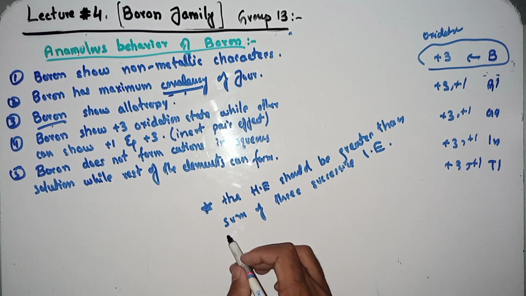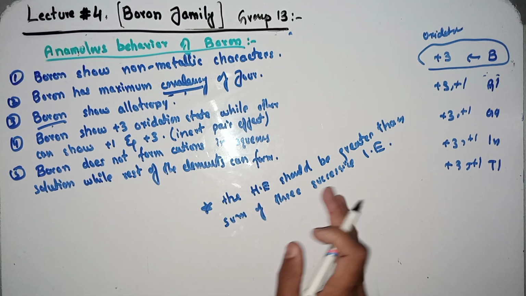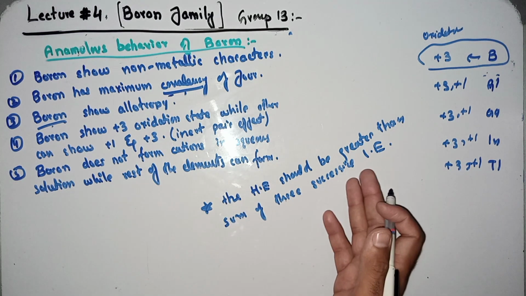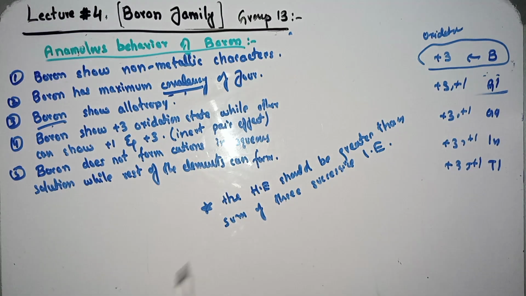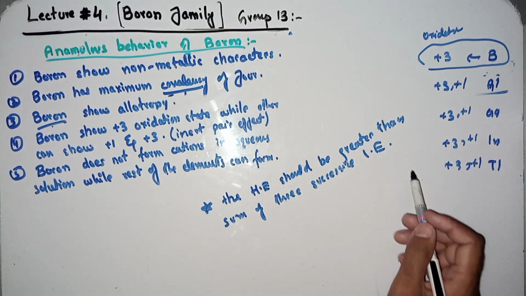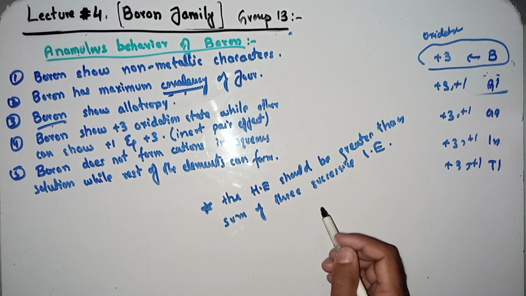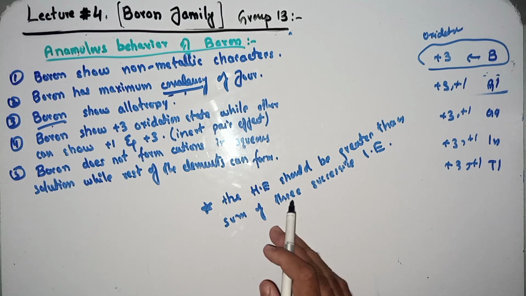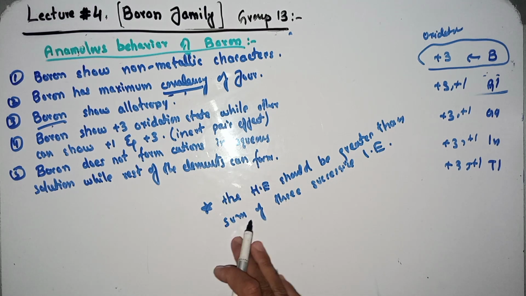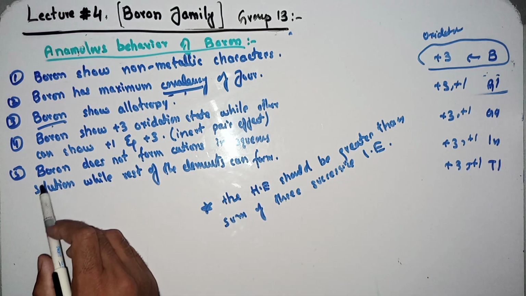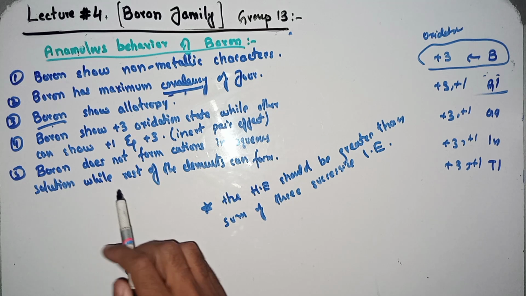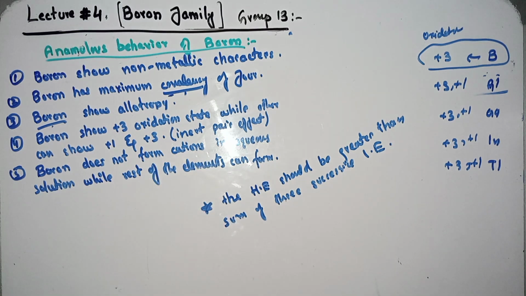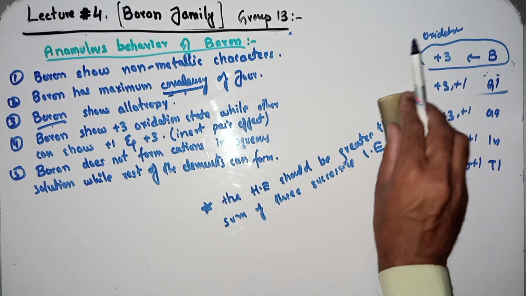I already explained in the previous lecture what hydration energy is and how hydration energy can exceed the sum of the three successive ionization energies in the case of aluminum. I explained it in great detail. So all the other elements of the group, that is aluminum, gallium, indium and thallium, have very high hydration energy that exceeds the sum of the three successive ionization energies, while boron doesn't have enough hydration energy. The hydration energy of boron is less than the sum of the three successive ionization energies. So that's why boron doesn't form cations in aqueous solution. I hope this point will be cleared.